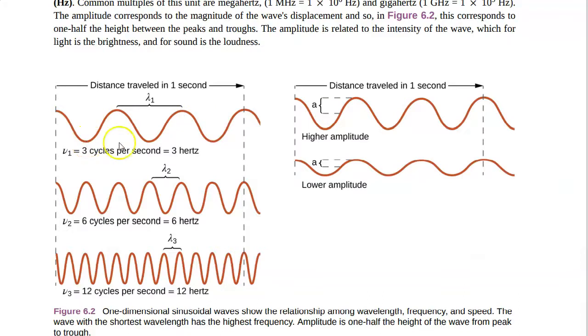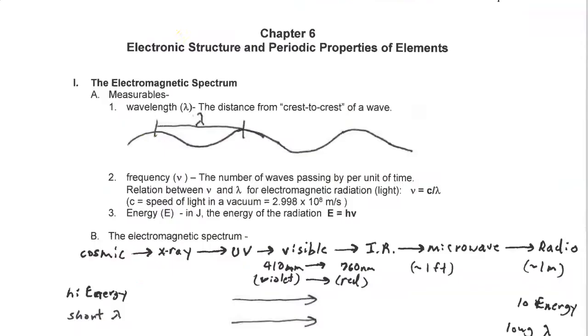Or I could have measured it from trough to trough, or from where it's going down here to where it's going down here. All those distances are exactly the same. It's the distance of one repeatable unit of the wave. If I have a very long distance, that's a longer wavelength. If I have a very short distance between the two, then it's a very short wavelength. And that's one thing that you can measure.